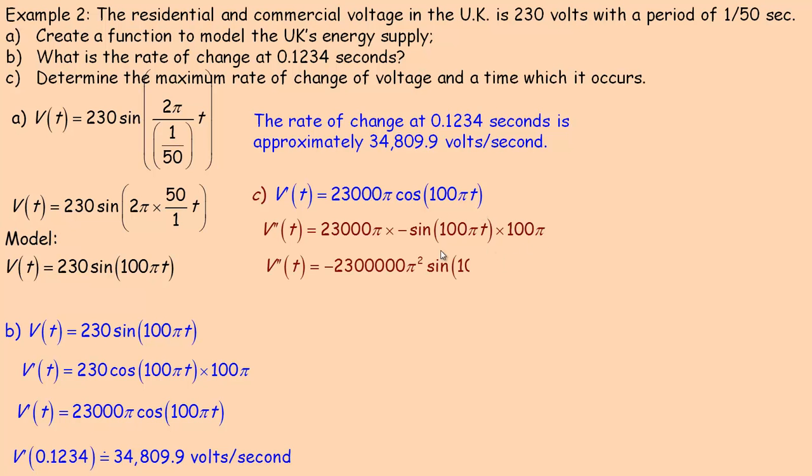And so we want to simplify this now, so we'll stick this negative in front. 23,000 times 100 is 2,300,000, and then pi times pi is pi squared, and this sine 100 pi t. So that's the second derivative, and to find out where the maximum and minimum occur, we will want to set this equal to 0.